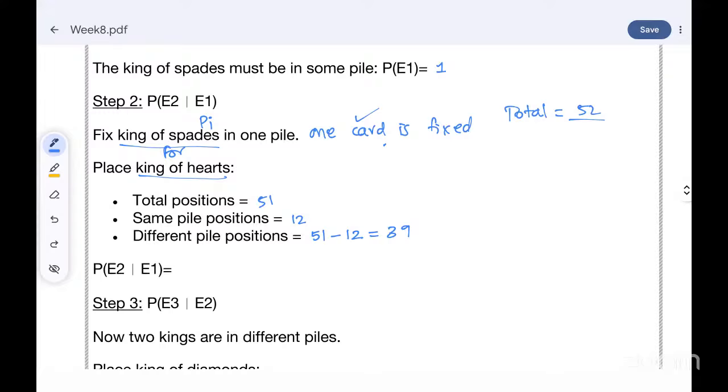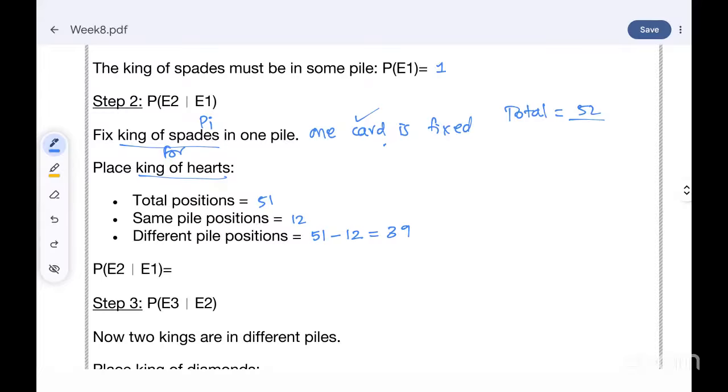So the total positions is 51. If you are looking at the same pile as that of spades, there are 12, but you want it in a different pile. So it means there are 39 positions, 51 minus 12. Up to this, is it clear for everyone?